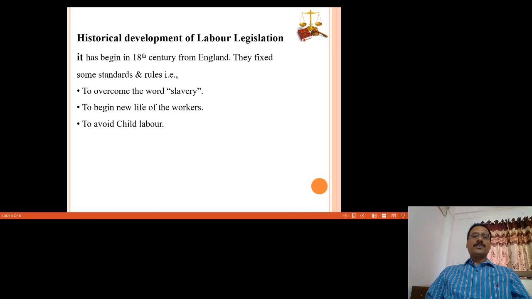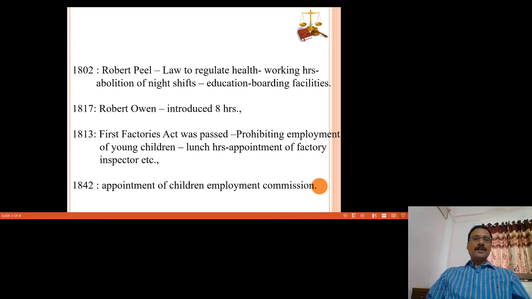So that is why the avoidance of child labor also started in the 18th century. Coming to this, a brief development: in 1802, Robert Peel discussed and raised the law to regulate health, working hours, abolition of night shifts, education, and boarding facilities. So he said it is mandatory, it is compulsory, to regulate the health of the workers.